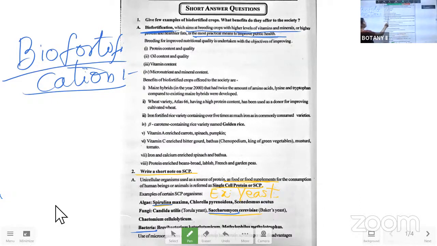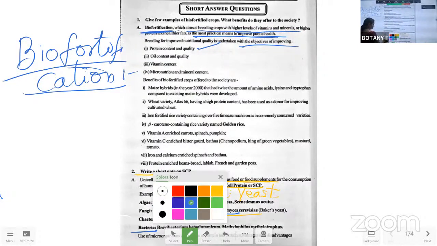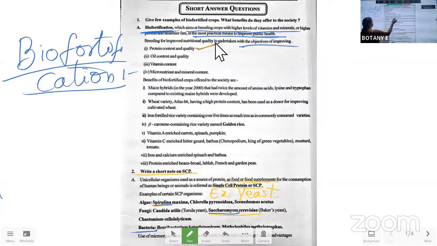Okay. So now on what basis are we doing this? Objectives means the main aim for improving the crops. That is what we have to discuss: increasing the protein quantity, the oil content, and the quality of the oil.